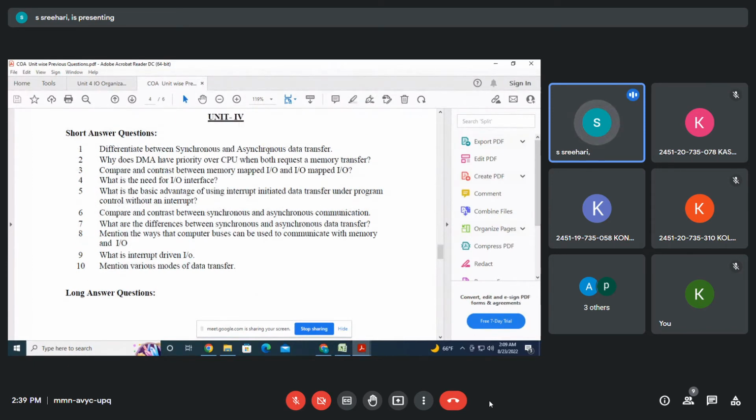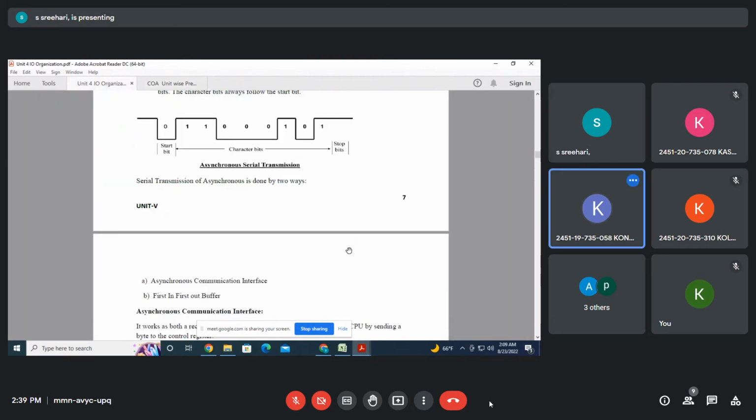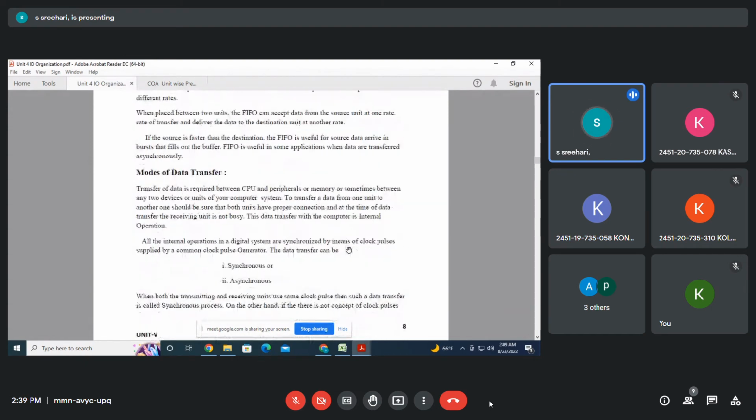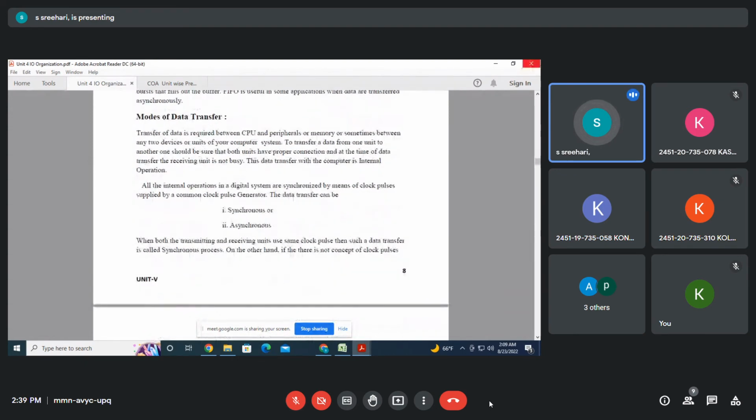The asynchronous data transfer format is to be mentioned, and you can write the synchronous and asynchronous differences as well. So that is the asynchronous data format. Then it's not required. Okay, then you go for modes of transfer.